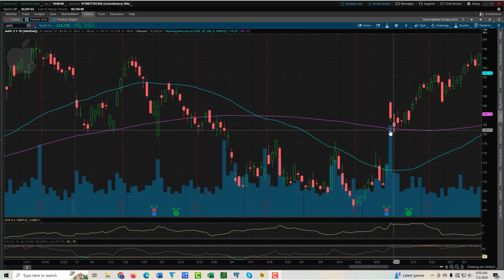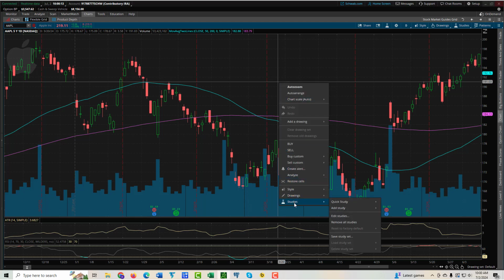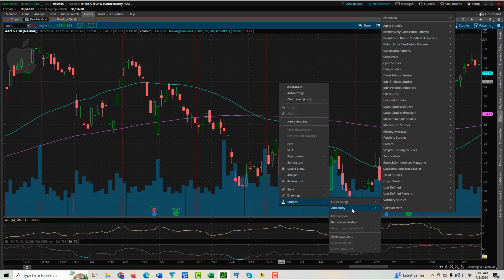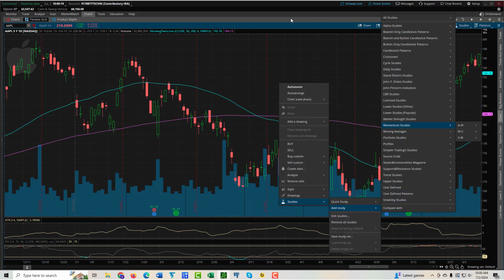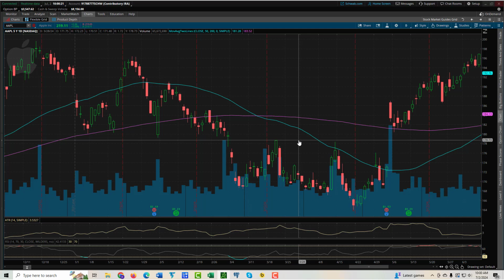Now, how do you enable these moving averages on your stock chart? It depends on your trading platform, but most trading platforms do cater to moving averages. This particular one is Thinkorswim. You can right-click the chart, go to Studies, Add Study, and then it's under Moving Averages here. You can just add the moving averages, and again, for the death cross, it's a 50-period moving average and a 200-period moving average.